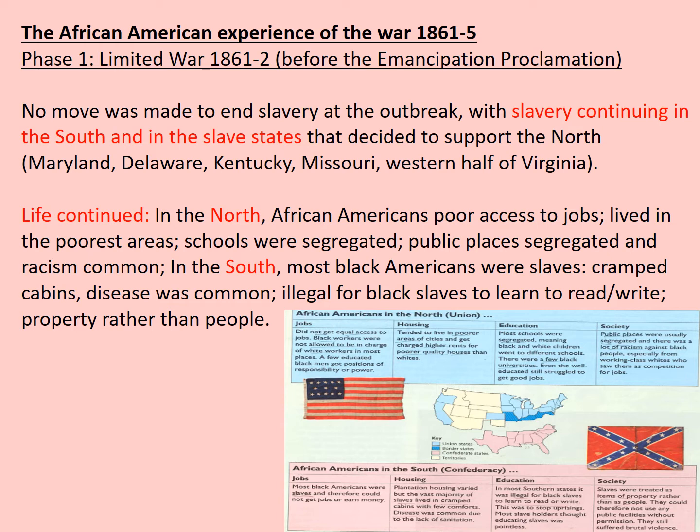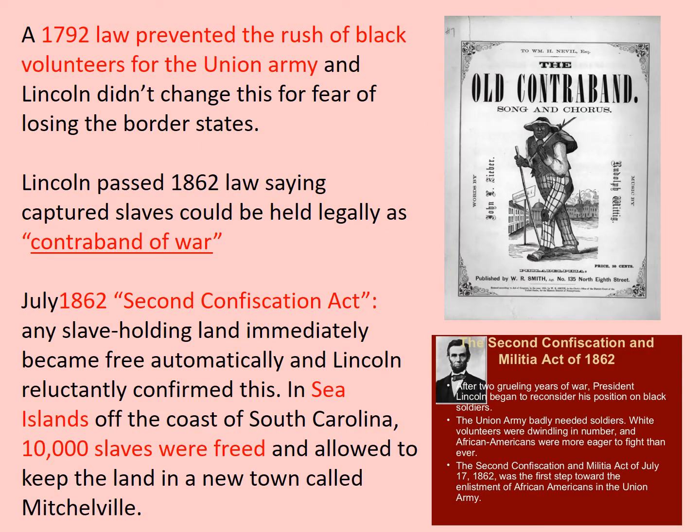And right at the beginning, slavery continues in the South and in the slave states, including the slave states that decided to support the North. So that's Maryland, Delaware, Kentucky, Missouri, and the western half of Virginia. So remember, there are some slave states which are supporting the North. Now that's important because in the early years of the war, there's a rush of black volunteers to the Union Army, but Lincoln didn't change because he didn't want to lose those border states.